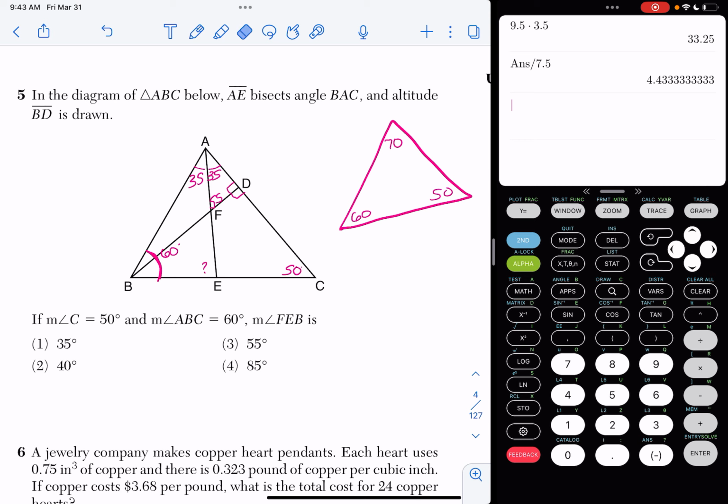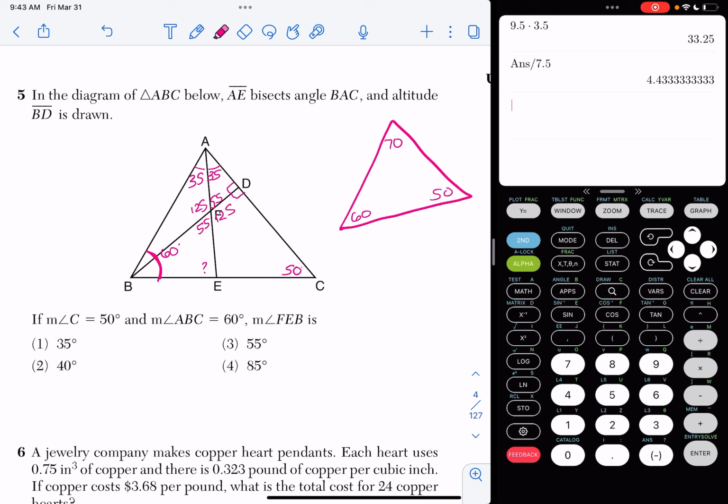I also see a pair of vertical angles here, so I'm going to fill in 55 here as well. And then I have these supplementary angles here. Those are two angles on a straight line. They form a linear pair, and linear pairs are supplementary. So I know that this is going to be 125, and this is going to be 125. Again, I'm just filling in anything I possibly can.